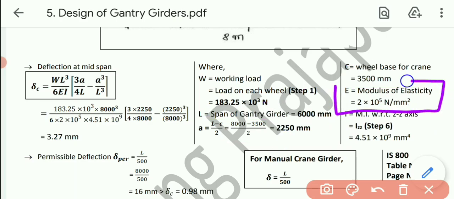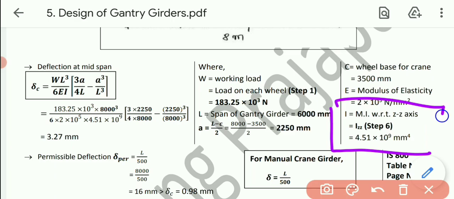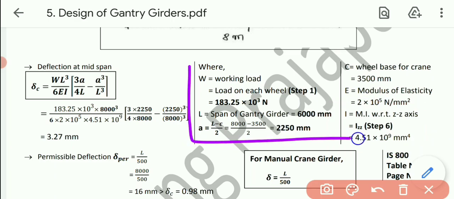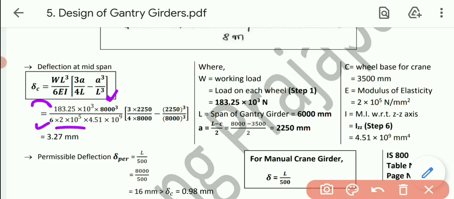E, modulus of elasticity of steel, is always 2 into 10 raised to 5 Newton per mm square. And I, that is IZZ, we have already calculated in step number 6. So let's put all these values in this formula. W is 183.25 into 10 raised to 3 Newton, L is 8000 cube, 6E is 6 into 2 into 10 raised to 5, I is 451 into 10 raised to 9, in the bracket 3A, that is 3 into 2250, divided by 4L, that is 4 into 8000, minus A cube, that is 2250 cube, divided by L cube, that is 8000 cube.